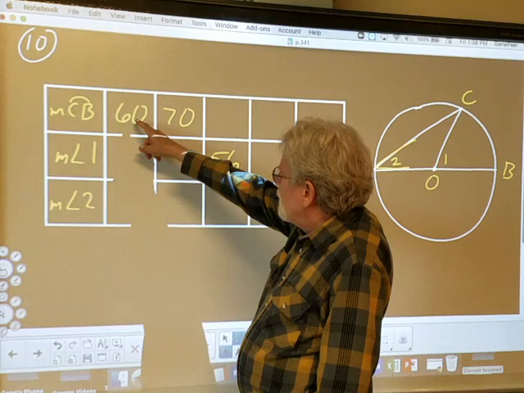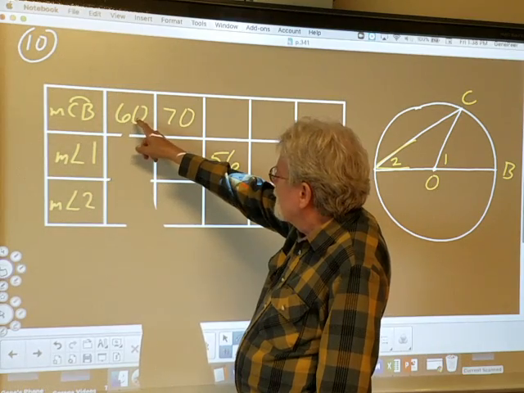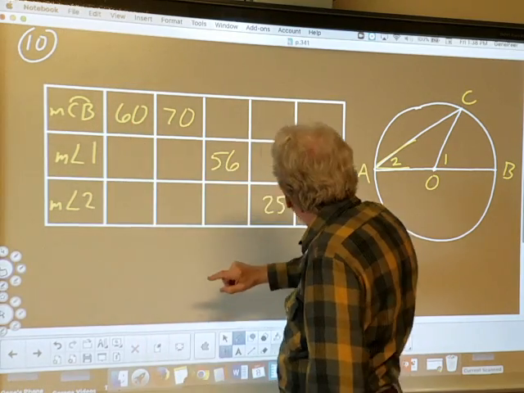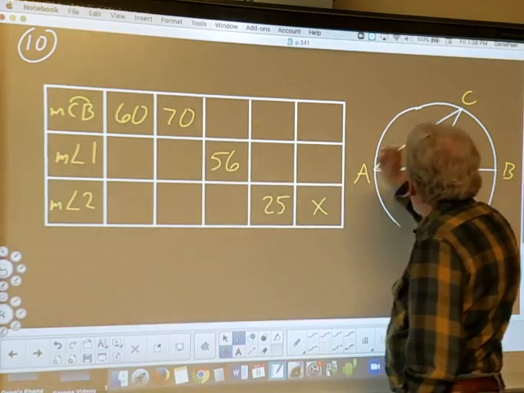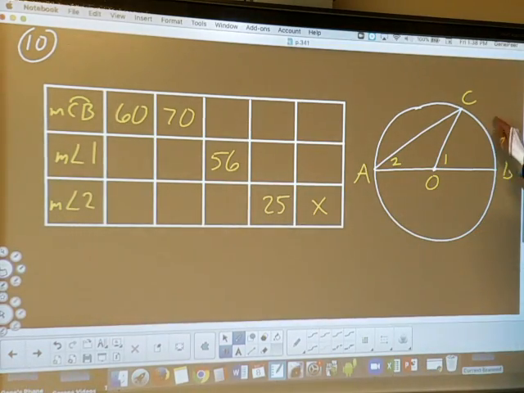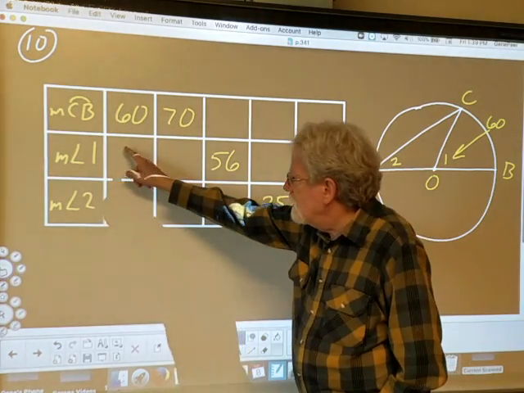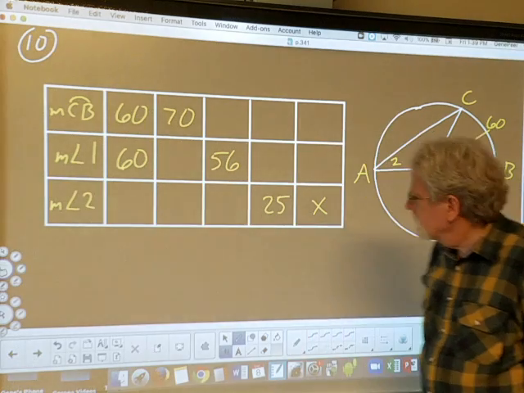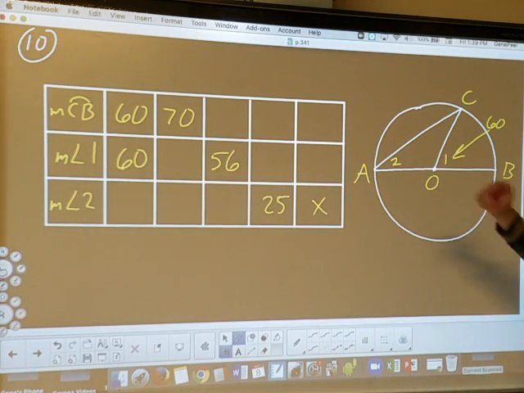In the first column here, they give us the measure of arc CB is 60. Well, if arc CB is 60, then by definition, what does that make angle 1? Angle 1 must also be 60. Now, to find angle 2, that's a little bit more tricky here.